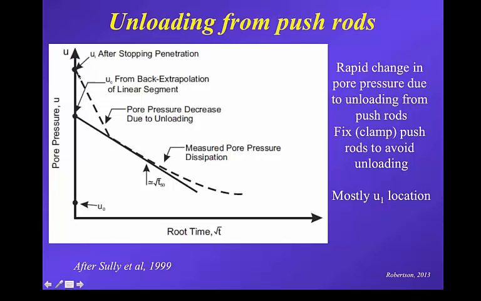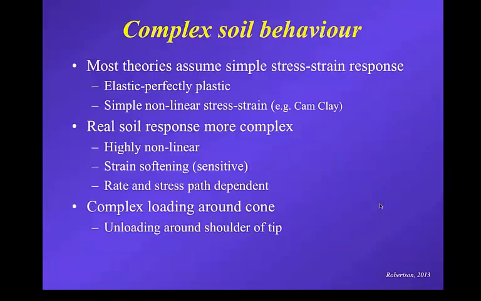So you can see on these more complex dissipations, often the square root time method is a little bit easier, taking the straight line portion of the curve. And what Sully also identified is that it was observed in those early days that when you did a dissipation test, sometimes, particularly in stiffer soils where the tip resistance could be relatively large, there was a rapid, almost sudden drop in pore pressure before it started to follow the linear line on the root time plot. And this initial rapid drop was associated with the unloading of the cone.